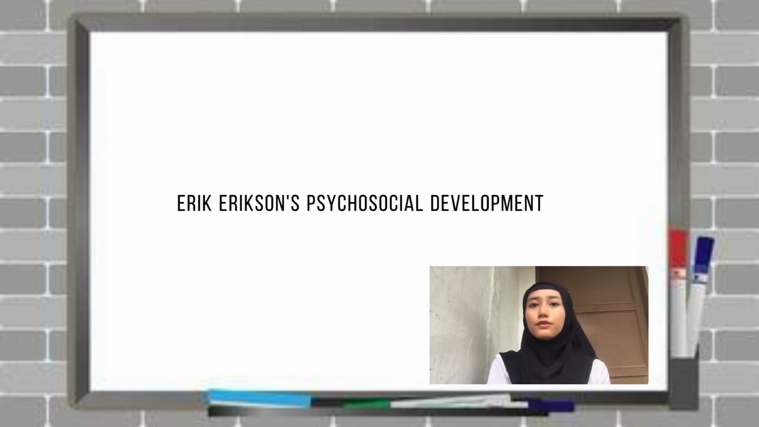Each stage has a challenge, like learning to trust and becoming independent from the family. If you handle the challenges, you grow emotionally and socially. It's important because it shows how personal development continues through life, not just in childhood. It helps us understand why people act differently at different ages, and guides parents, teachers, and counselors in supporting healthy development.